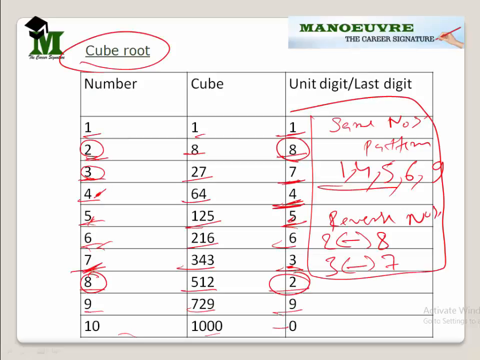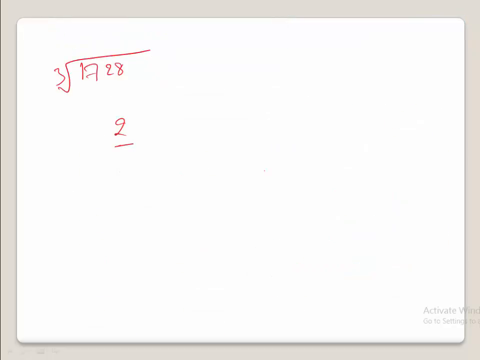Let's take some example. Suppose you want to find out the cube root of 1728. Now in this case, what you will do, in the case of 8, 2 was your answer. If I go back, if 8 is there, then 2 has to be at the unit place. Now you will cancel 3 digits and you will take the cube root of this 1, which is nothing but 1. So 12 is your answer.